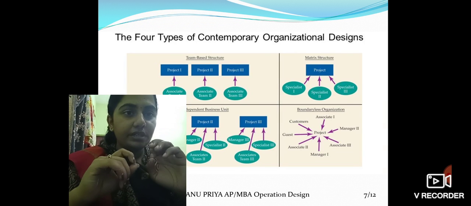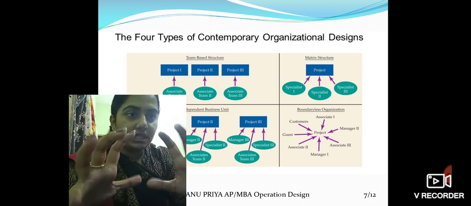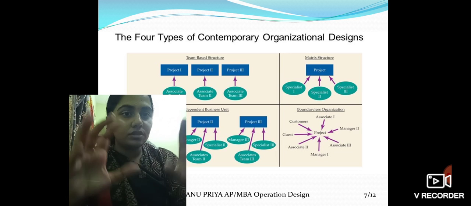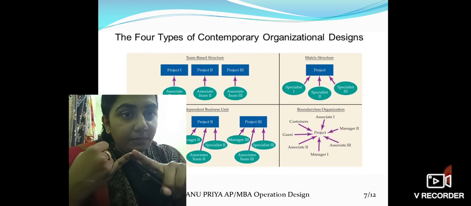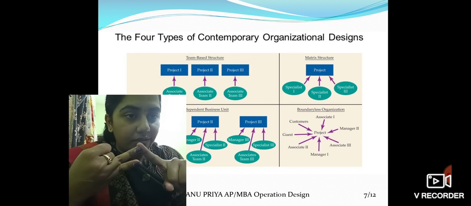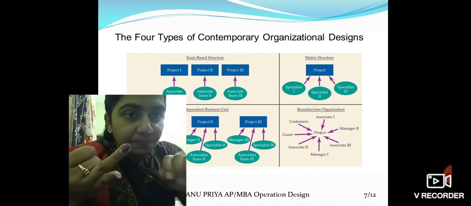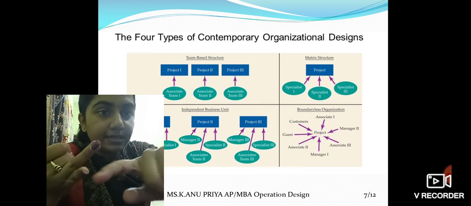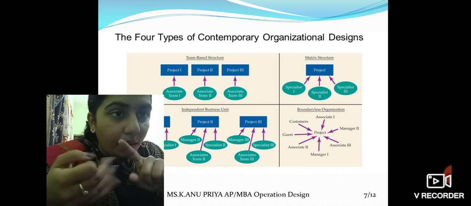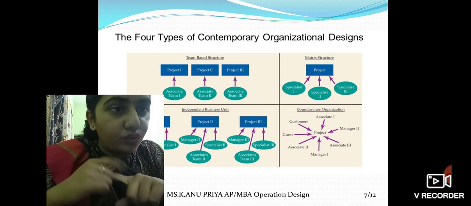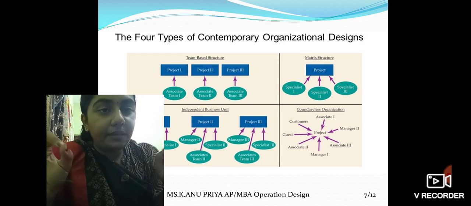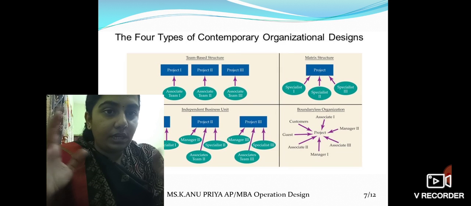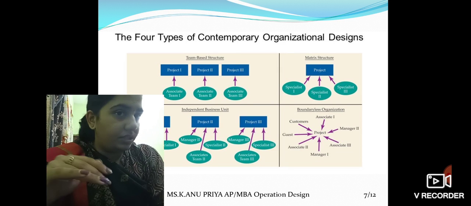So there are 4 types of contemporary organizational design. What are those contemporary organization designs? One is team-based structure, next is matrix-based, then independent business unit, and boundaryless organization. First is team-based structure: Project 1, Project 2, Project 3, Associate Team 1, Associate Team 2, Associate Team 3.